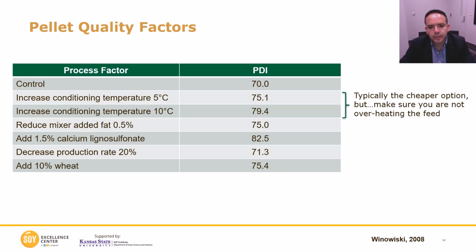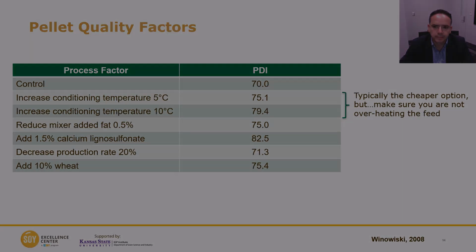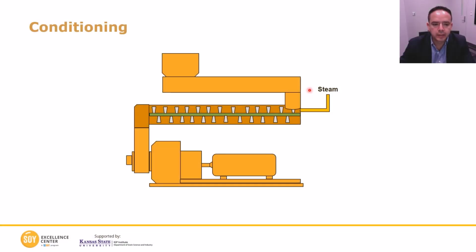However, remember that typically the cheaper option is to increase conditioning temperatures, but you need to make sure that you are not overheating the feed. So now we can discuss the different components of the pelleting system. And the first component that I'm going to discuss is conditioning.